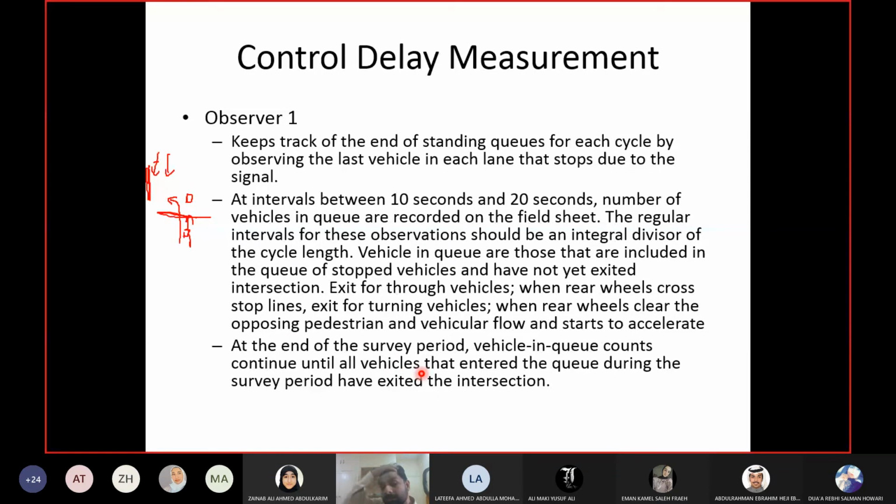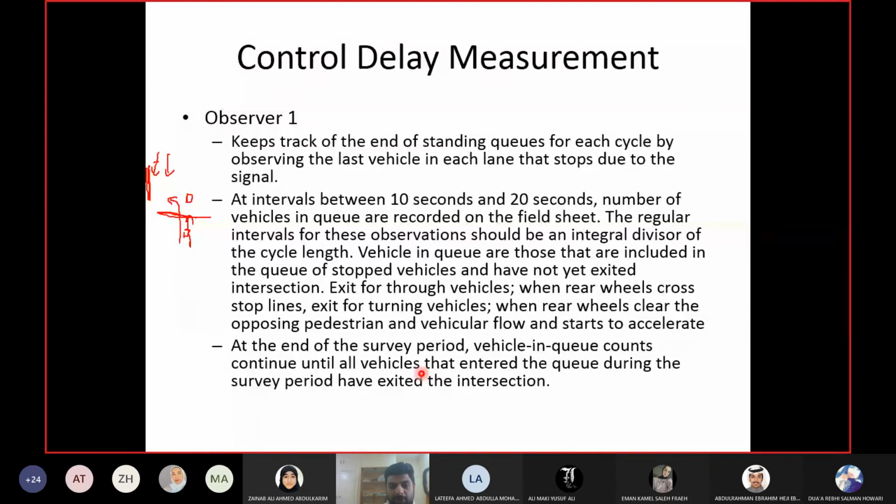The last point is observer 1. So you give a time to observer 1 that your survey will continue for 10 minutes. You do these observations for 10 minutes. Okay. Now after 10 minutes, some vehicles came to the intersection.